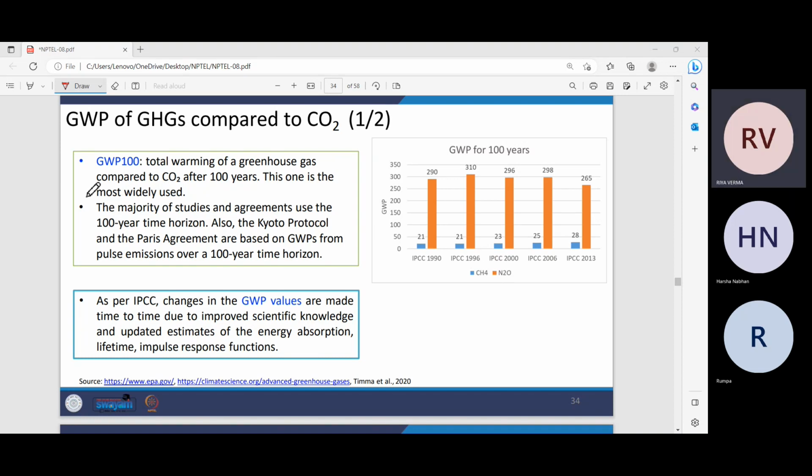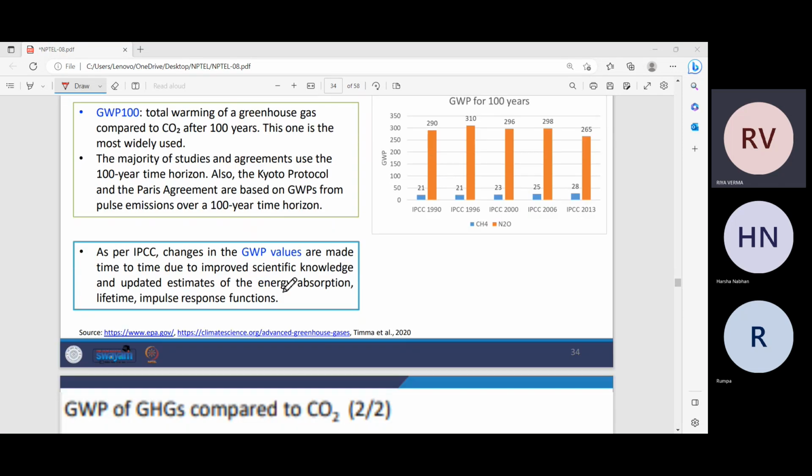The total warming of a greenhouse gas compared to CO2 after 100 years, that is your GWP 100, and it is the most widely used scale. So the majority of studies or agreements also use this 100-year time horizon. And also the Kyoto Protocol and the Paris Agreement are based on these GWPs from emissions over a 100-year time horizon. The GWP values are changed from time to time as we have improved our scientific knowledge and updates of the energy absorption. These values are getting changed with time.